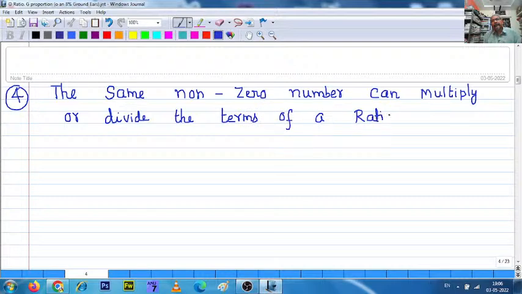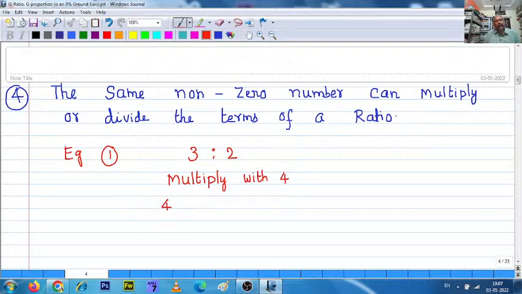So that means if you want to multiply or divide the terms of a ratio, we should not divide or multiply with zero. A non-zero number we can multiply. For example, consider 3:2. Multiply 4 on both sides, because 4 is a non-zero number. Each term is being multiplied with 4.